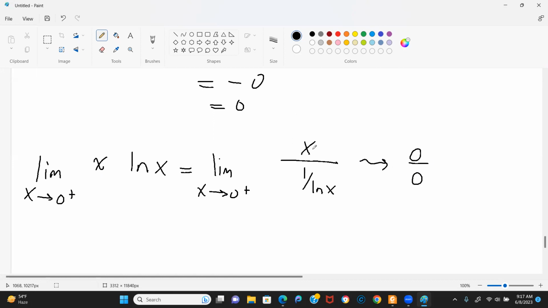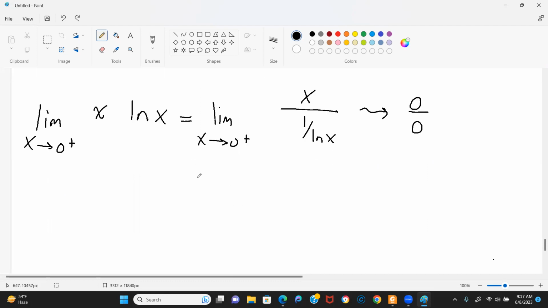0 over 0, right? As x goes to 0 from the right, the numerator goes to 0, and the denominator does too, because ln x goes to negative infinity when x goes to 0, so 1 over it will go to 0, right? That was that fact I wrote there above. And then you can now apply L'Hopital's rule and differentiate each one separately. This one will actually be a little bit trickier.